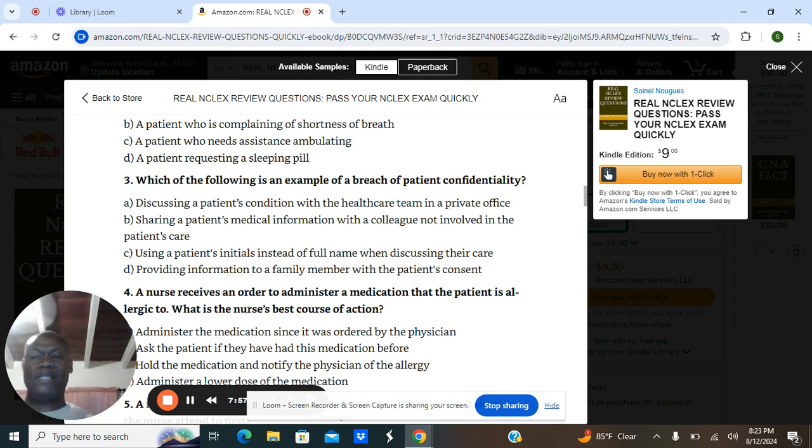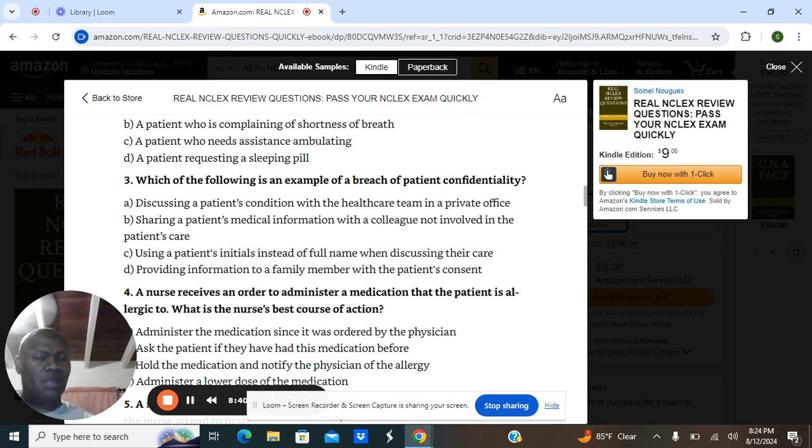Okay, so let's start. First, discussing a patient condition with the healthcare team in a private office. That's not too bad because it's a private office. Okay, don't take this one. Second, sharing a patient's medical information with a colleague not involved in the patient care. So you see the choice? This exactly breaches the confidentiality. It breaches it because it's sharing a patient's medical information with a colleague not involved in the patient care.